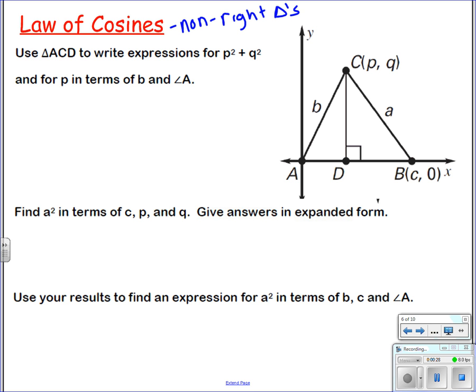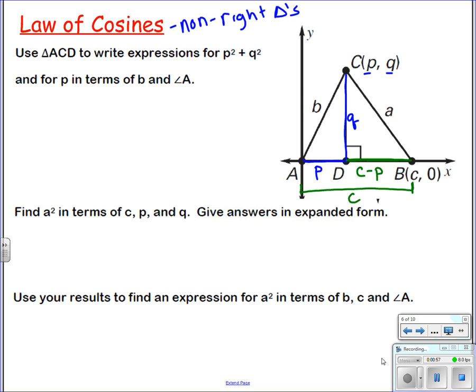Now, because this point here is (P, Q), P is the x-coordinate, so this is what P is. And Q is the y-coordinate, so you go up Q. This whole length is C units. So this little piece in here is C minus P. We're going to need that in our example today.